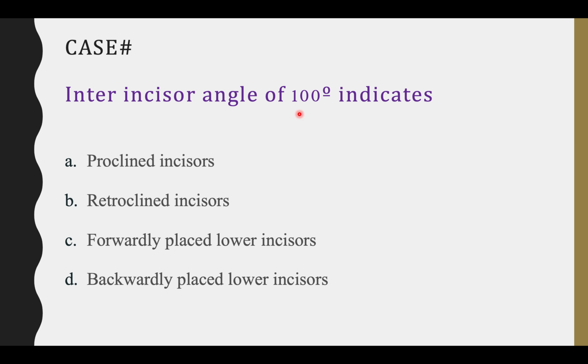So an interincisal angle of 100 degrees indicates, 100 degrees means the base value they are taking is 90 degrees. So it indicates an increased value, that means retroclined incisors. So the answer is retroclined incisors.